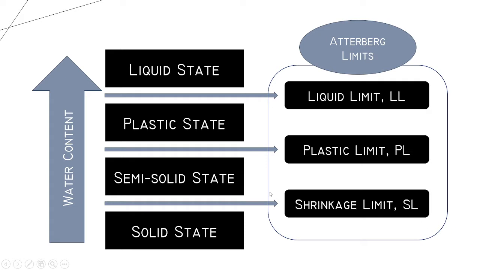SL, and then from semi-solid state to plastic state, the transition point is called the plastic limit, or PL, and lastly, from plastic state to liquid state, the transition point is called the liquid limit, denoted by LL. So these three limits are water contents, and all in all, these three limits are called the Atterberg limits.